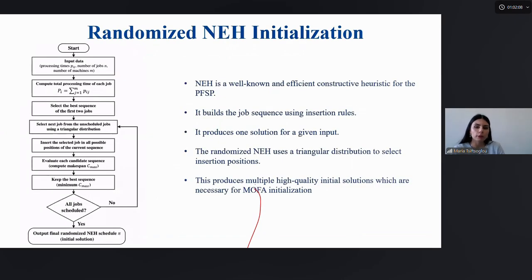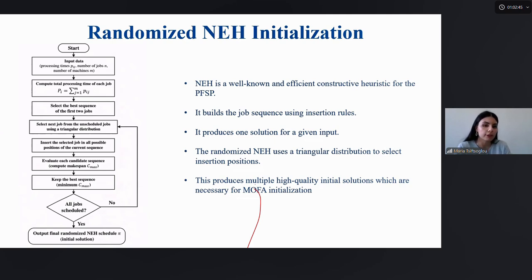Now, NEH is a well-known and efficient constructive heuristic, but it produces one solution for a given input. In order to generate multiple initial solutions, we use a randomized NEH that applies a triangular distribution to select the insertion position. Now, the algorithm starts by computing the total processing time of each job across all the machines and arranges the jobs based on their total processing time in descending order.